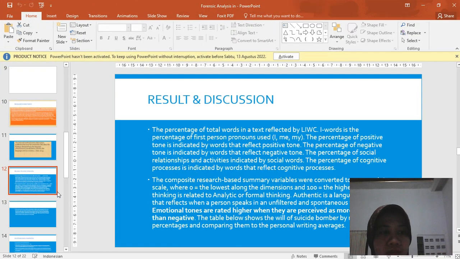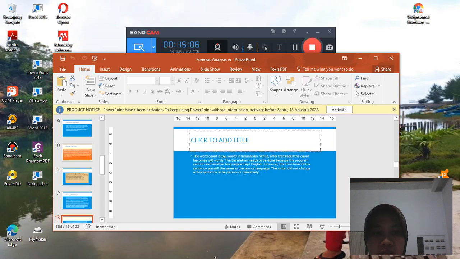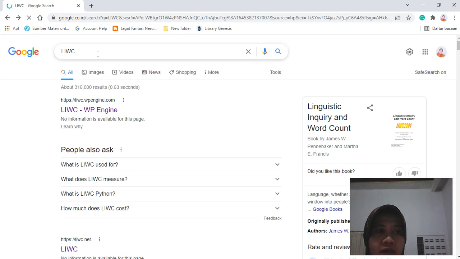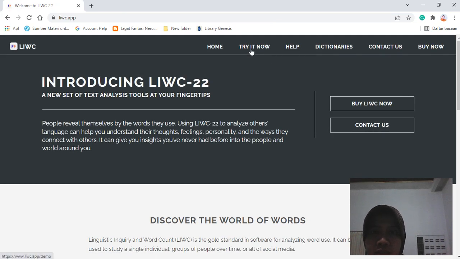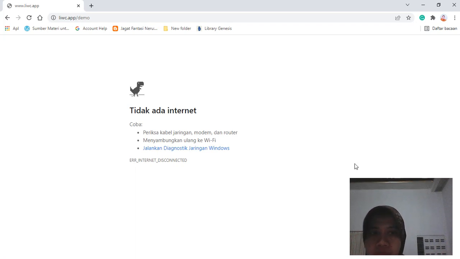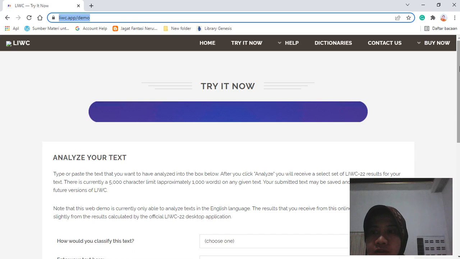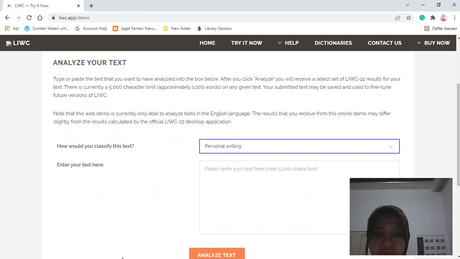Okay, let me show you the LIWC program. Here you can enter the word itself in Google, and then it spontaneously appears. Click LIWC and click try it now. Then choose one, personal writing, and the text itself.